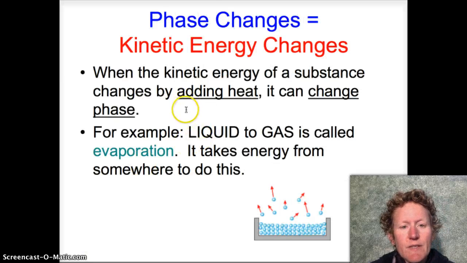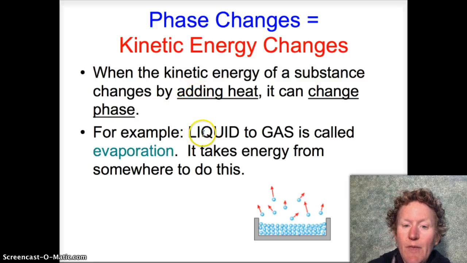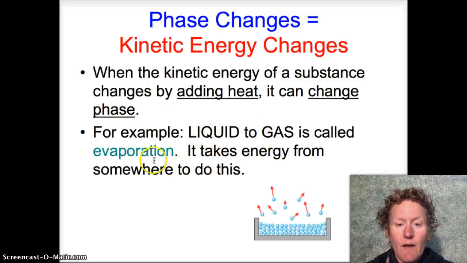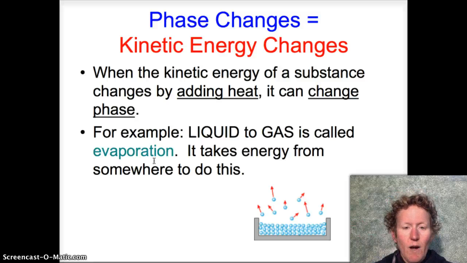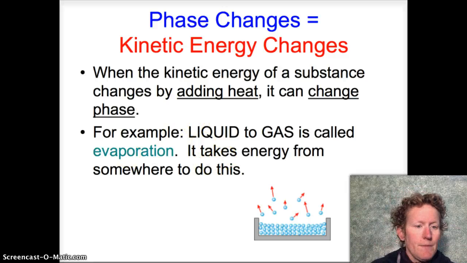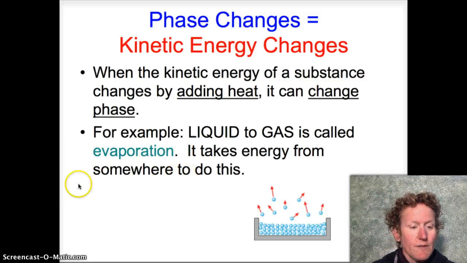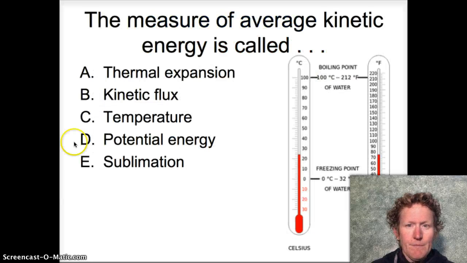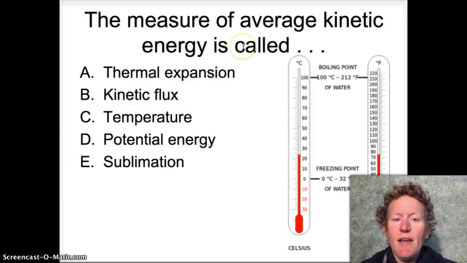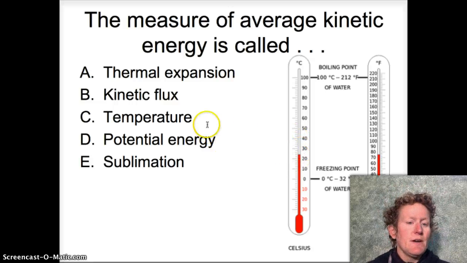When the kinetic energy of a substance changes by adding heat, it can change its phase. We just talked about that. When you go from a liquid to a gas, it's called evaporation. You do that when you boil water. You can see all of the steam on top of the water, and that liquid water in the pan is turning into water vapor, a gas. It takes energy from maybe the stove that you've got your boiling water sitting on. If we take the average kinetic energy, which you might do with a thermometer, that's called temperature.